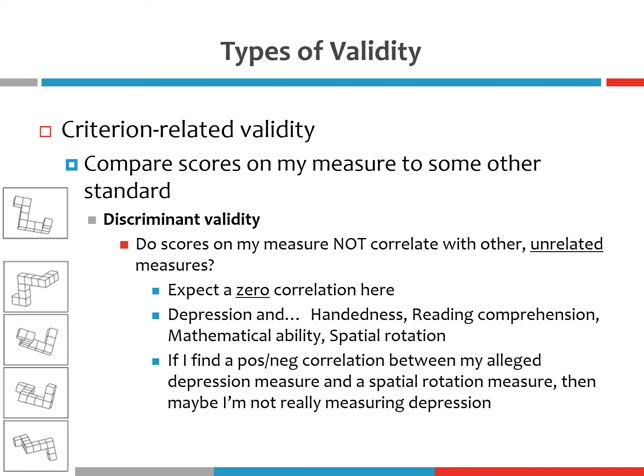And then with discriminant validity, that's just another way of making sure that we are measuring depression and only depression. So with discriminant validity, if we found a positive or negative correlation between our depression score and some totally unrelated construct like handedness or mathematical ability, then that would indicate that some of the items on our depression scale that we've developed are measuring something besides depression.